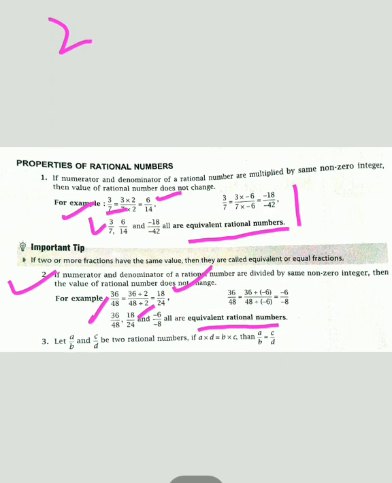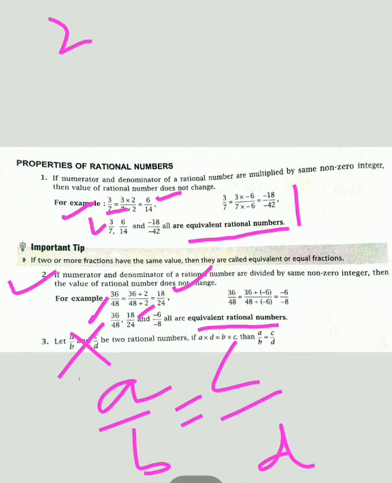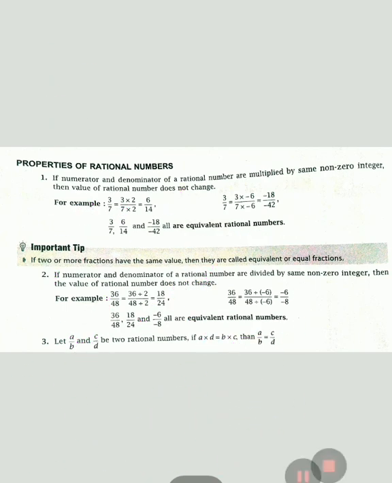And the third one: let a upon b and c upon d be two rational numbers. If we multiply a by d, and b by c, we compare these products. Suppose we can write it like this. So we have to multiply a and d, and b and c. And if they are equal, then the fractions will also be equal.